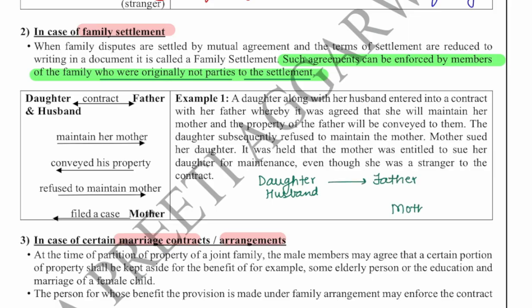Mother, in this case, is actually a stranger to the contract. Don't you agree? The contract was actually between the daughter and the father. Mother, if you see, is actually a stranger, but because it's a case of family settlement, persons who were originally not a party to the settlement, even they can enforce the contract.